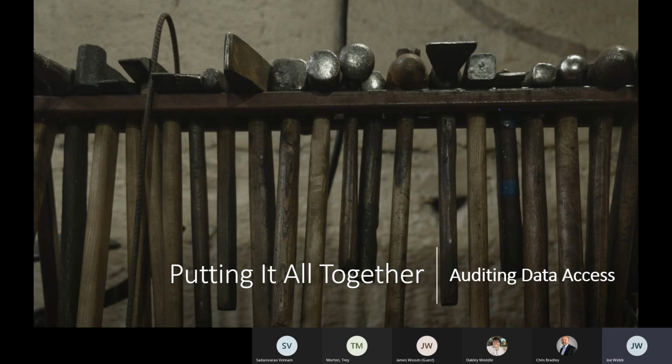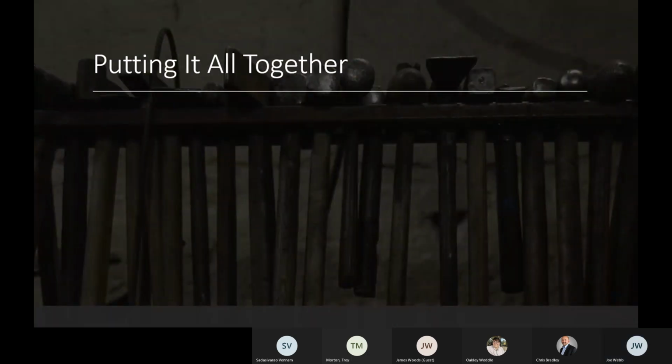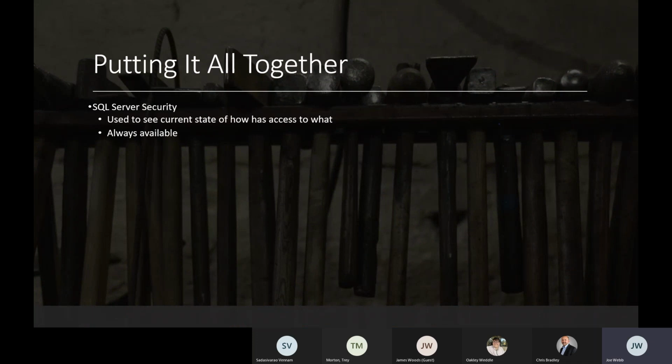So let's put it all together then. Server security is a great way, and I'd highly encourage you to manage your SQL Server data access using the database roles and server level roles that we have available to us. That's always available and can be used right out of the box.